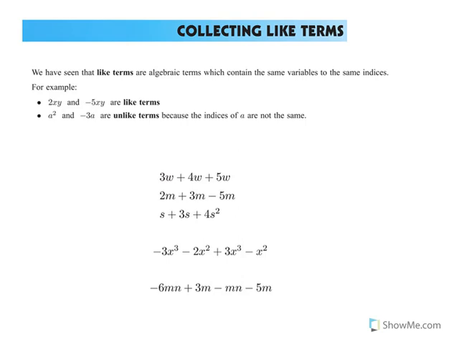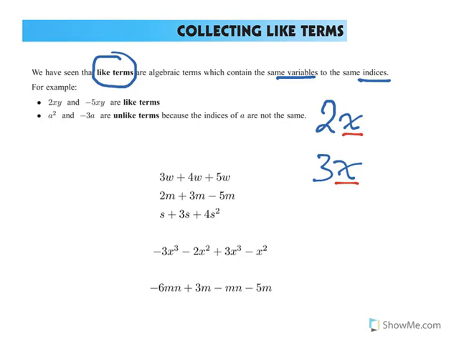All right, so let's go to collecting like terms. Again, we're still in review here. We've seen that like terms are algebraic terms that contain the same variable, the same letter, and the same indices, okay? So, for example, 2x and 3x both have the same variable. So we can combine those. That would be 5x. All right?